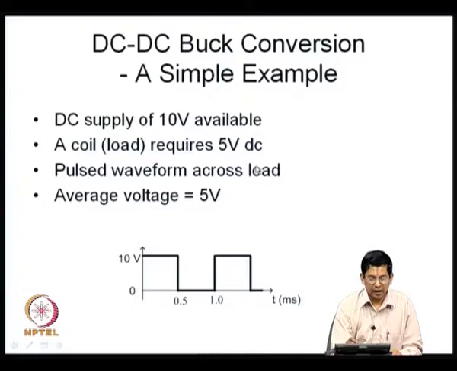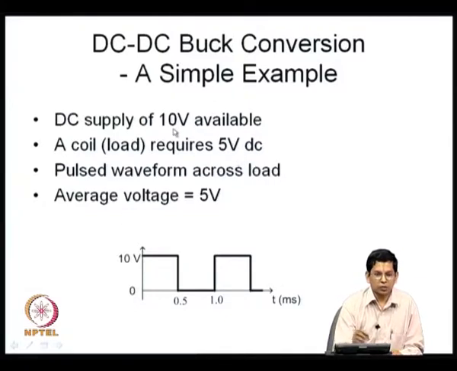Let us say I have a load that needs 5 volts and what I have is 10 volts. One thing that I can certainly do is apply such a pulsed waveform. This waveform goes on. There is 10 volts applied for half a millisecond and 0 applied for another half a millisecond. So, in 1 millisecond you have 10 volts applied for half the time and 0 applied for the remaining time, and this cycle goes on.